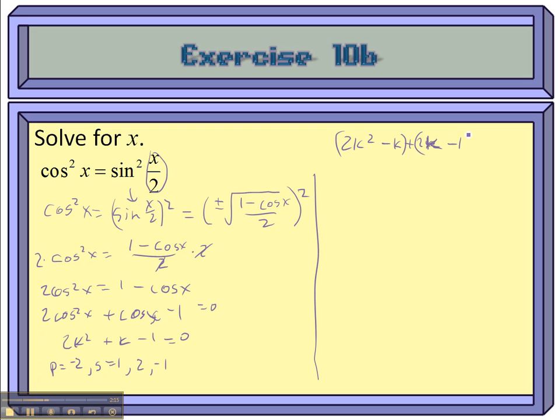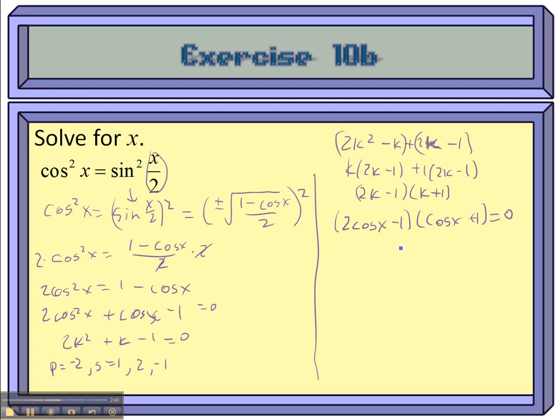Group up the first 2 and the second 2. I can pull out a k, leaving 2k minus 1. Here I can pull out a 1, left with 2k minus 1 again. So this factors as 2k minus 1 times k plus 1. But not really, because there are no k's in the problem, there are cosines. So this really factors as 2 cosine x minus 1 times cosine x plus 1 equals 0.